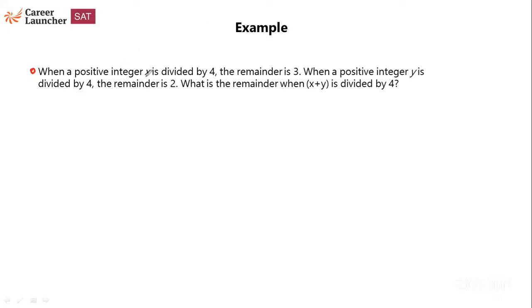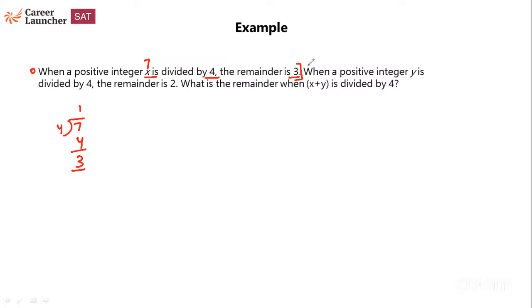When a positive integer x is divided by 4, the remainder is 3. Now, what can be the number or the value of x such that when you divide by 4, the remainder is 3? Let's take x as 7. So if you divide x, that is 7, by 4, the remainder is 3. So when a positive integer 7 is divided by 4, the remainder is 3.